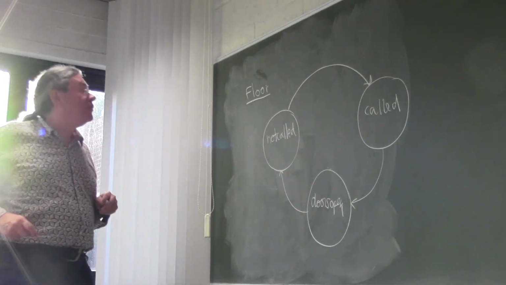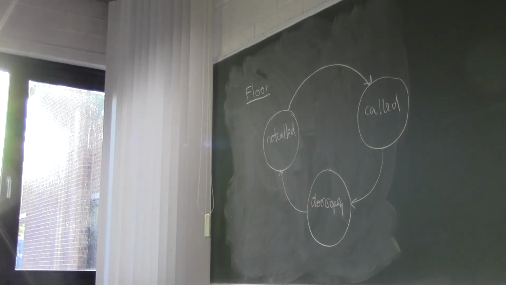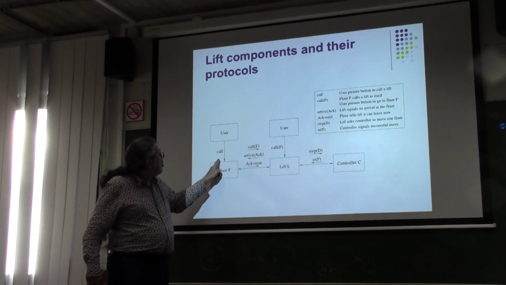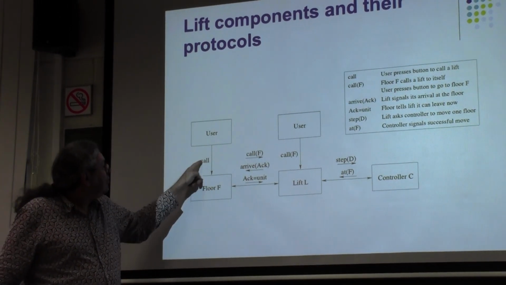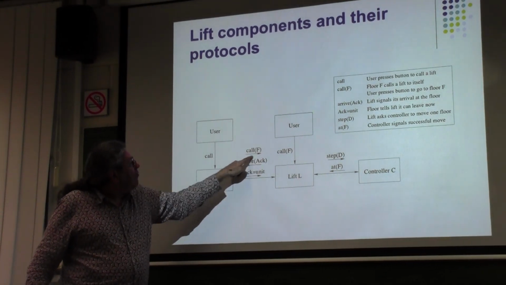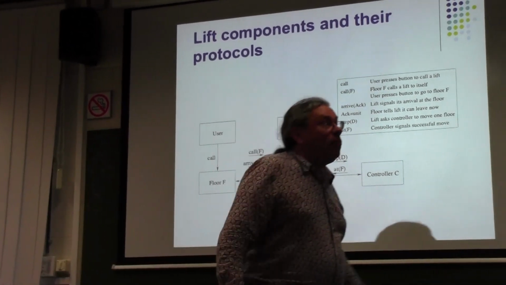Now we have to look at the messages. So what are the possible messages? Well, we actually thought about that already. Here we have the floor, a call message. When somebody presses call, it will call a lift. And the lift arrives, and the lift can leave. So we have to take care of these messages. Basically the call message and the arrive message.